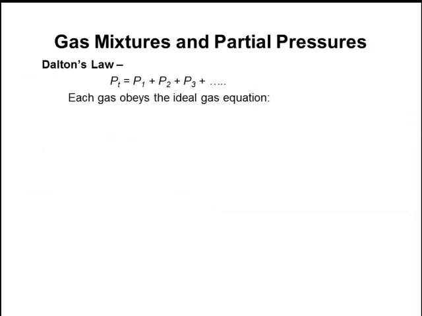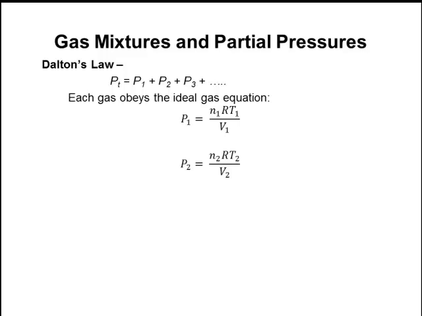So when dealing with Dalton's law, we know each gas is going to obey the ideal gas equation. So if we wanted to know total pressure, we could just calculate the pressure for each individual gas. So P1 is equal to n1 R T1 over V1.